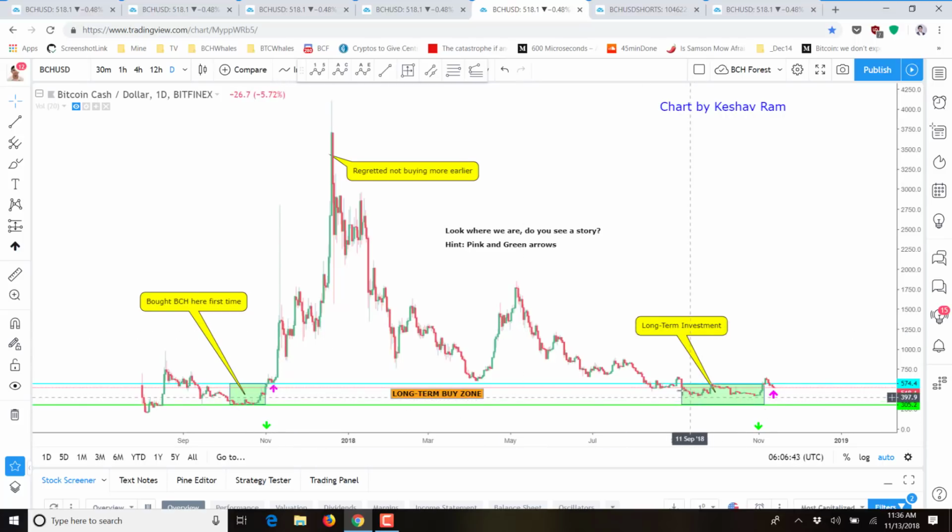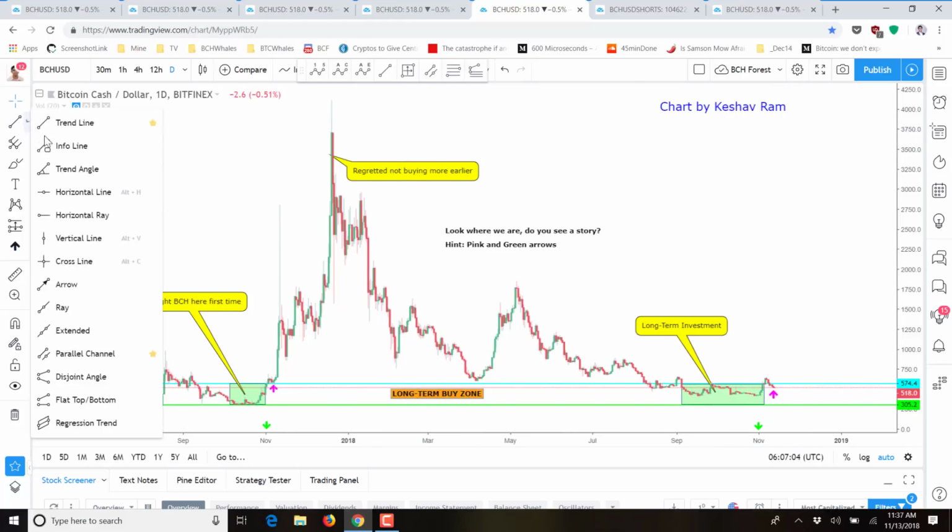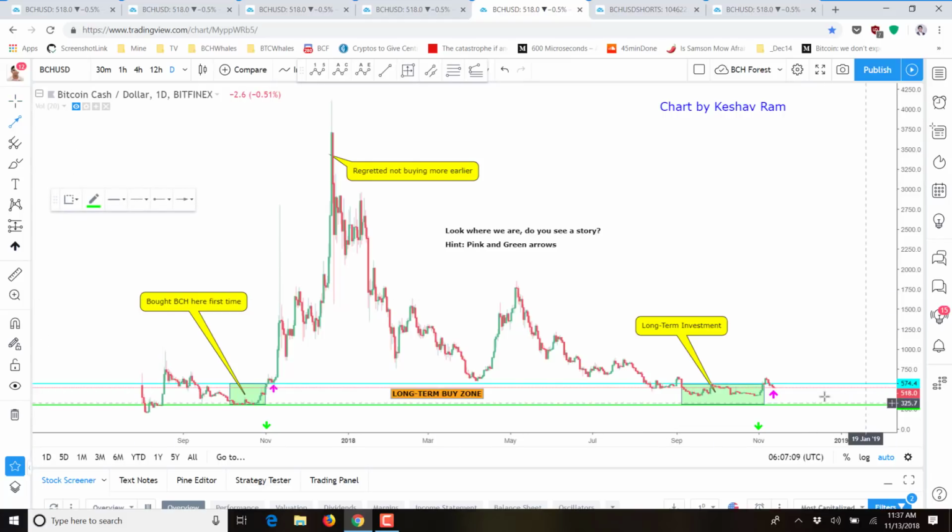We are seeing the same green box where it is suitable for long-term investment. I've been posting this for 3 or 4 weeks, and my take is that whoever buys here for the long term, 1 year or 2 years, will always have good returns for BCH. The only downside being that BCH will die. It'll either die or it'll again go back to this particular high, which is $4,000.